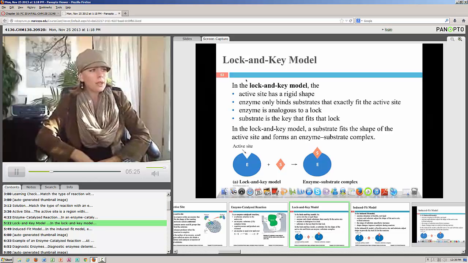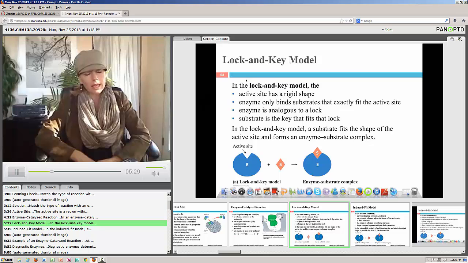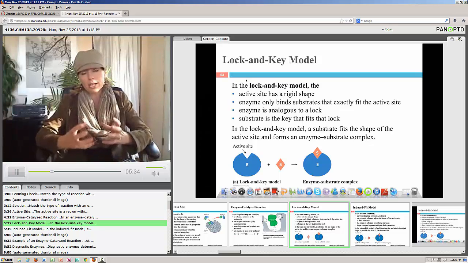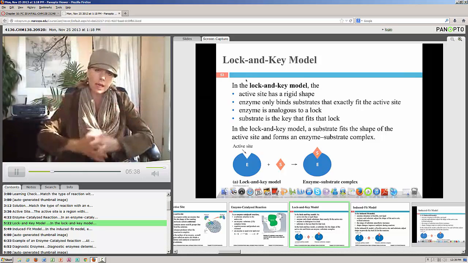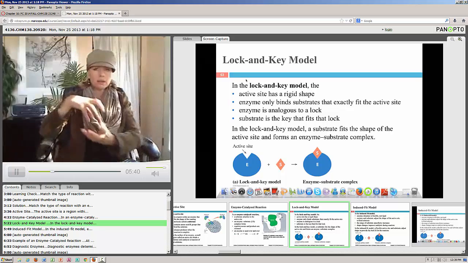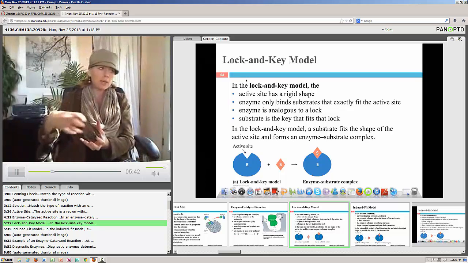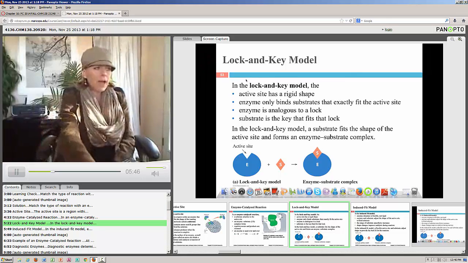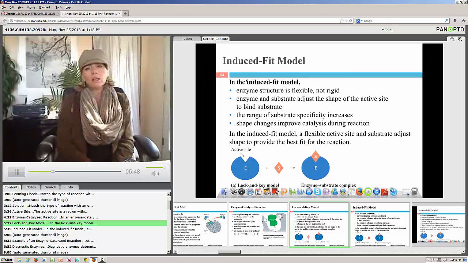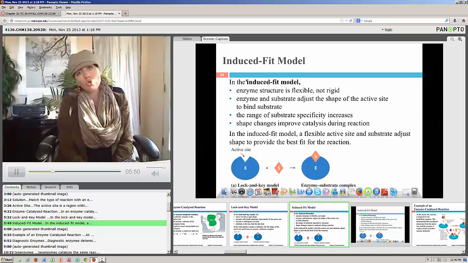For many, many years, we thought there was only really a lock and key type of model that represented enzymes, and that's where in the active site, the substrates matched exactly the shape of the enzyme active site, and the substrate then locked in, so to speak, the key being sort of the substrate. But what we have found is that that typical lock-key method is not really usually the case.